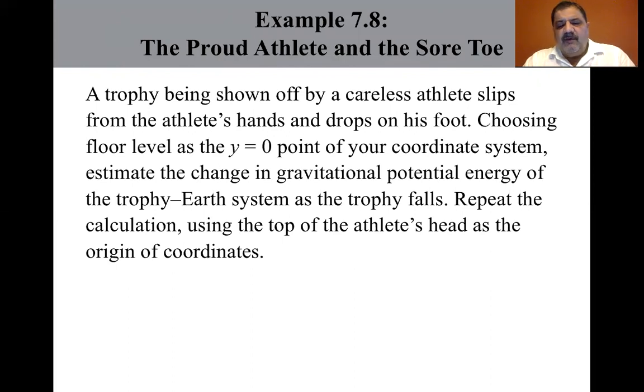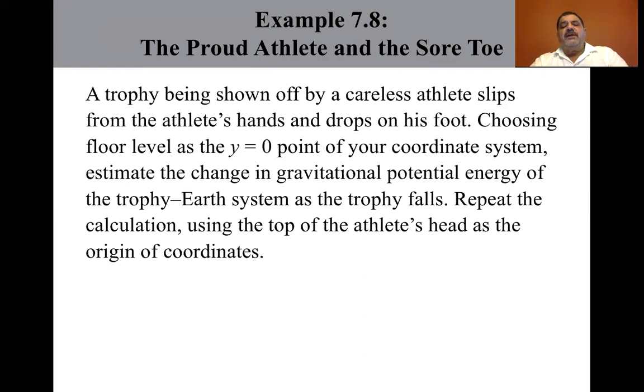A trophy being shown off by a careless athlete slips from the athlete's hands and drops on his foot. Choosing the floor level as the y equals zero point of your coordinate system, you estimate the change in gravitational potential energy of the trophy-Earth system as the trophy falls. You repeat the calculation using the top of the athlete's head as the origin of coordinates. Okay, so in one case, y equals zero is going to be the floor, and the other is the athlete's head. This is y equals zero.